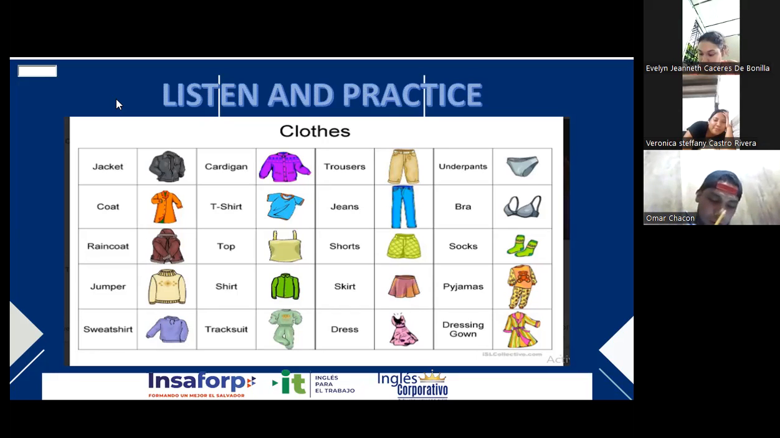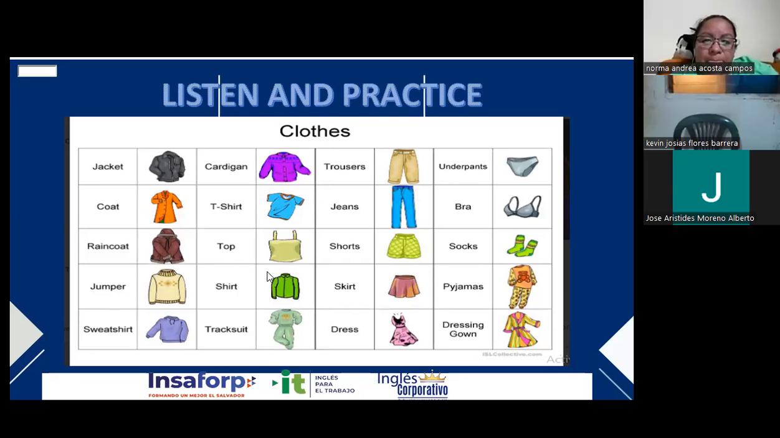Ok, continue. Como falda. Luego sigue vestido. Luego tenemos skirt y tenemos dress, que es el vestido, right? Luego tenemos underpants. ¿Qué son los underpants? Es como la ropa interior, right? La ropa interior es underpants.